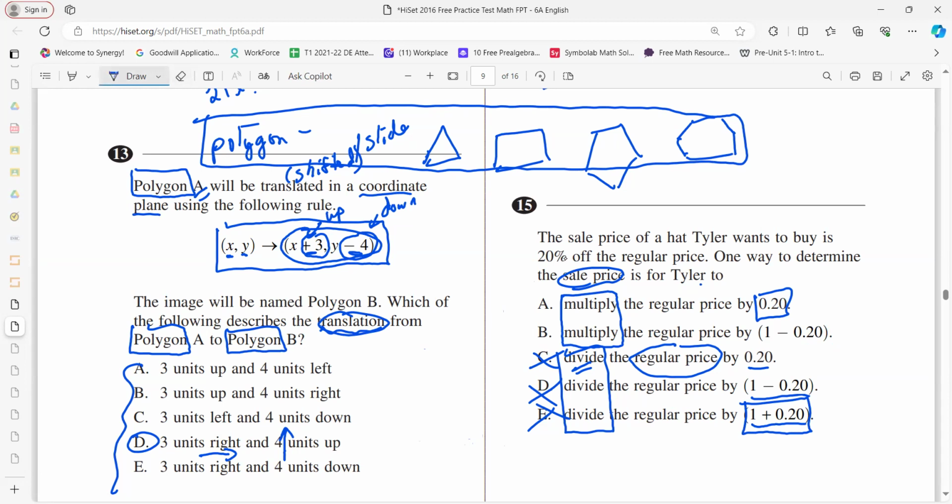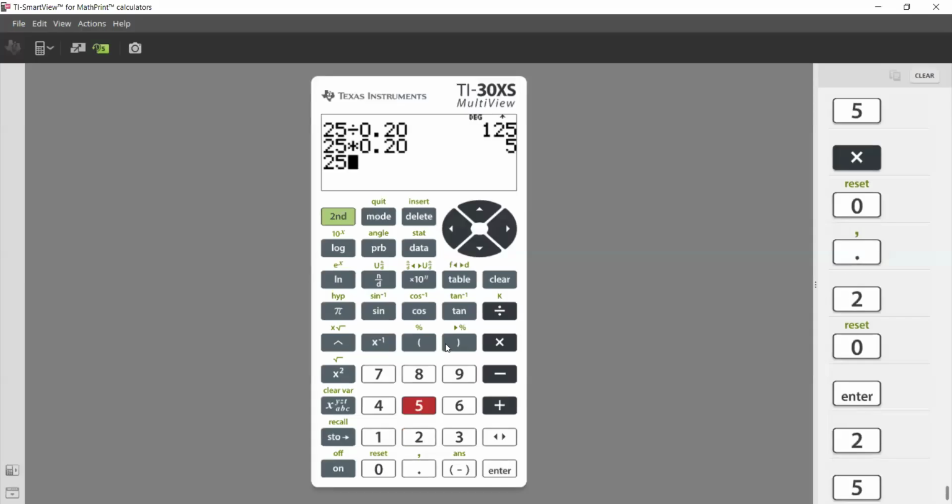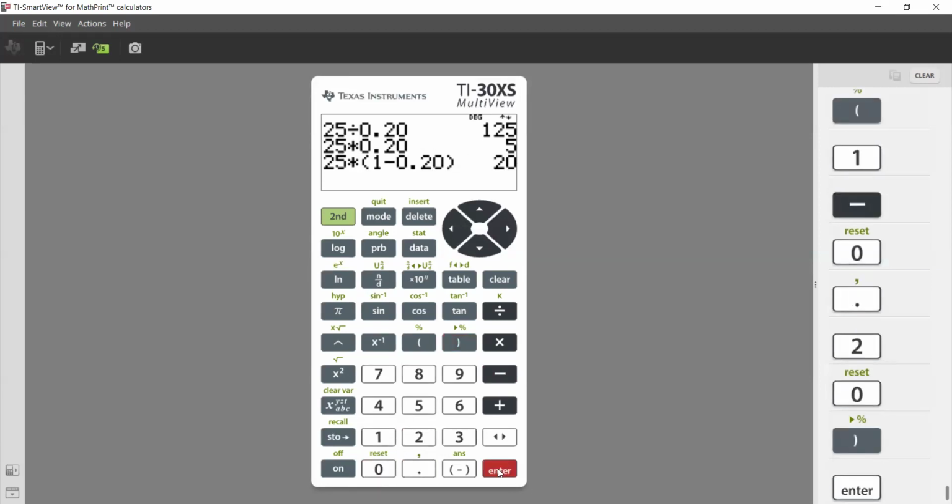So 1 minus 0.20. Let's see how we do that on the calculator. We're going to take the 25 and multiply. Did you know this calculator has parentheses? It's kind of nice. So we can hit the parentheses, 1 minus 0.20, close that parentheses, and we get 20. That sounds more reasonable, right? If it's just 20% off, it's going to go down a little. Now the question might be, why is that?